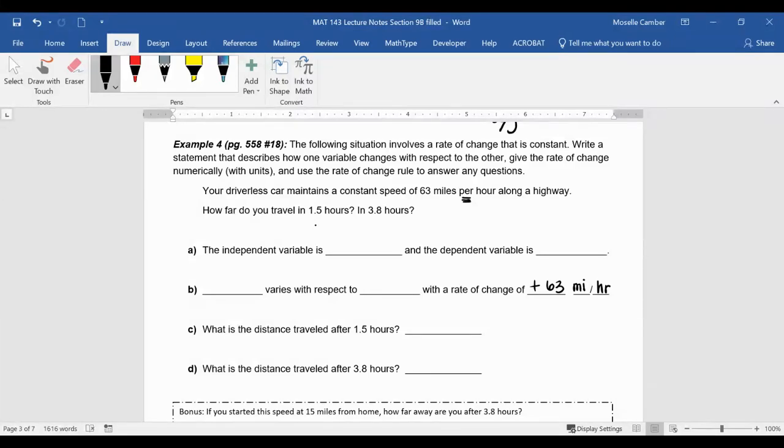So our dependent is on top because that's my y's, and independent on the bottom. So our dependent is miles. Well, we're driving along, so if we're going to measure something in miles, that's going to be your distance. So my dependent is going to be the distance that I've traveled. My independent is hours. So again, if you're driving along, you can measure distance and you can measure how long you've been doing it. Again, my independent variable is time.